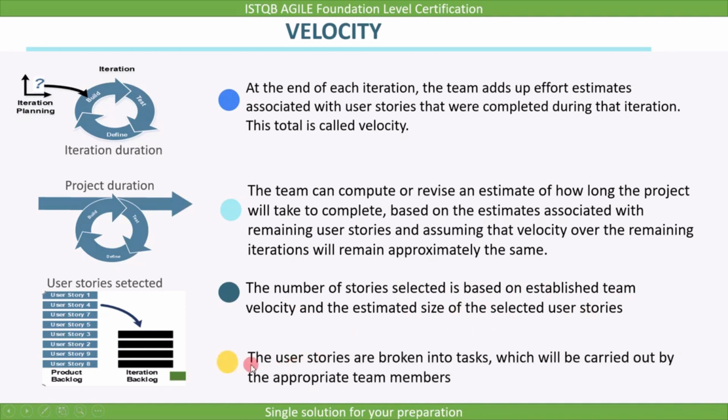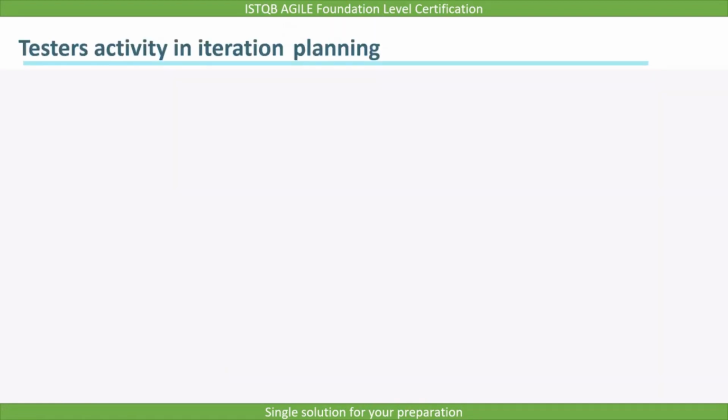After the contents of the iteration are finalized, the user stories are broken into tasks, which will be carried out by the appropriate team members. So this is how user story is selected based on team velocity, and tasks are assigned to the team member. Now we will see what is the tester's activity in iteration planning. Since these points are simple, I will just go through them.